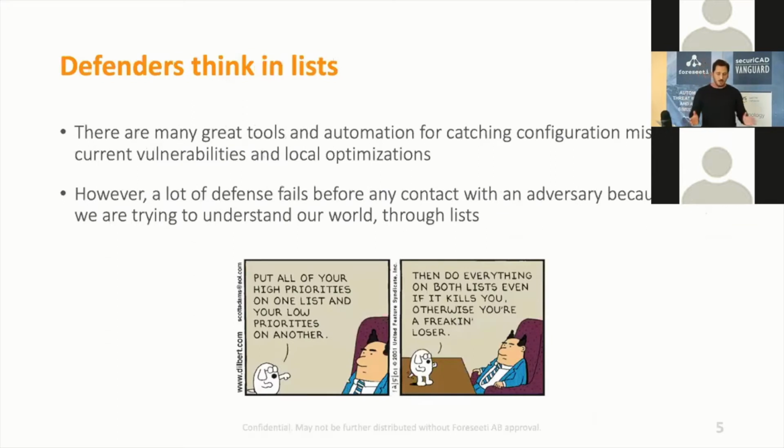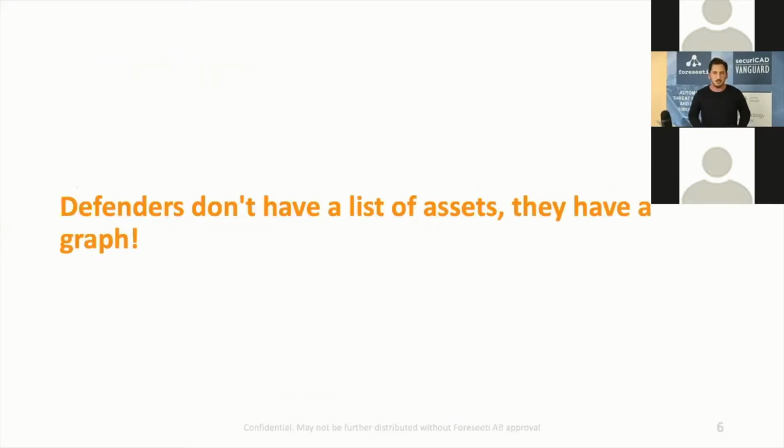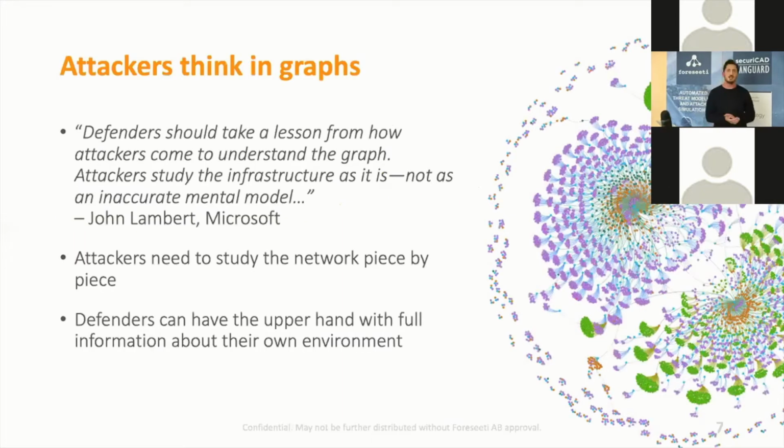Of course, there are many great tools and automation to actually catch these mistakes and your current vulnerabilities and all the local optimizations that you can do. But a lot of this defense is actually failing before there even is a hacker attack, because of how we are trying to understand our world, and that is through lists. Defenders don't have lists of assets, they have graphs of assets. And we should really take a lesson from how attackers tend to understand how this graph works.